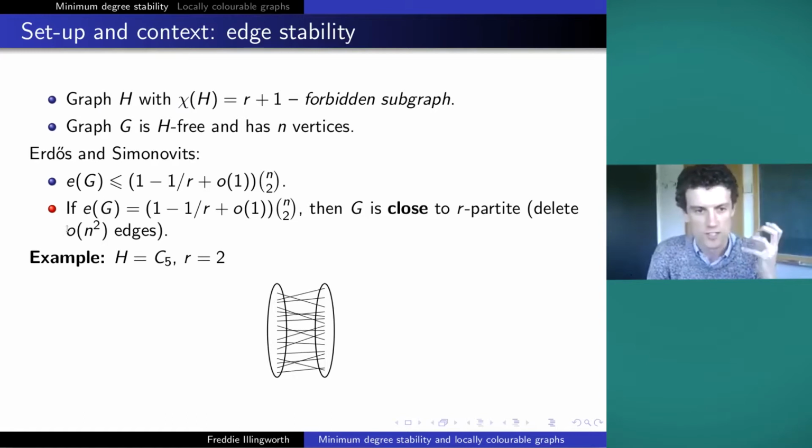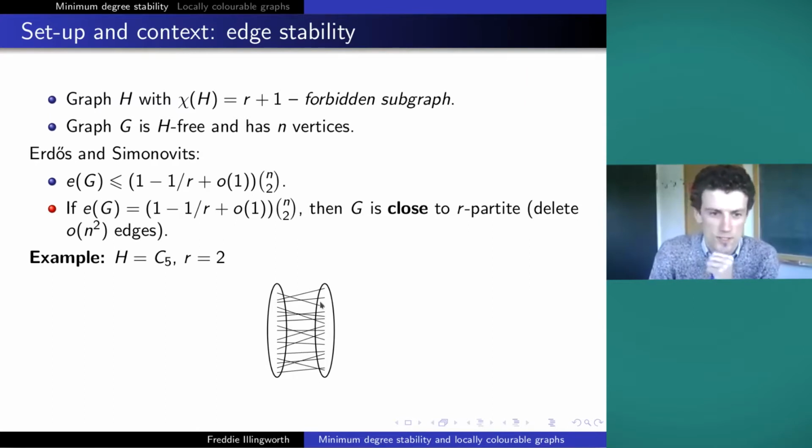So for general H, there are examples of H-free graphs with (1 minus 1 over r) n choose 2 edges that aren't r-partite. And in fact, there are some where you can make the chromatic number really quite high. And you do this by sort of putting some graph of high chromatic number inside one of the blobs, inside one of your parts. So we do need an approximate sort of stability. We do need to be able to delete some edges.